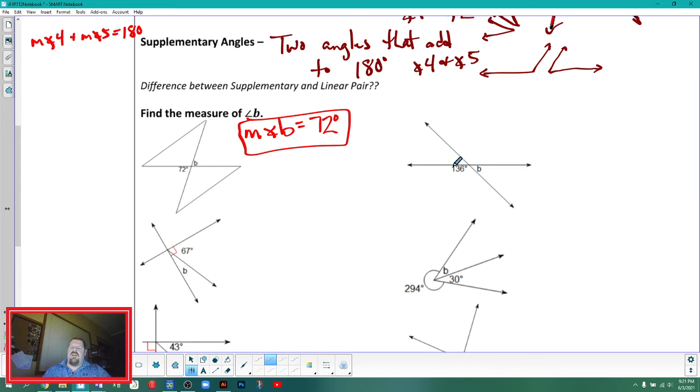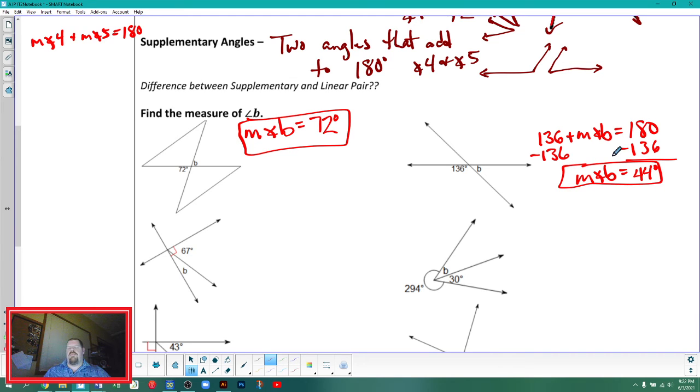The next one, 136 and angle B form a linear pair. So they add up to 180 degrees. 136 plus the measure of angle B equals 180. Now, I hate to break it to you, but there's algebra involved. We want to solve for the measure of angle B. And so when I subtract 136, I'm going to get 44 degrees for the measure of angle B in that problem.